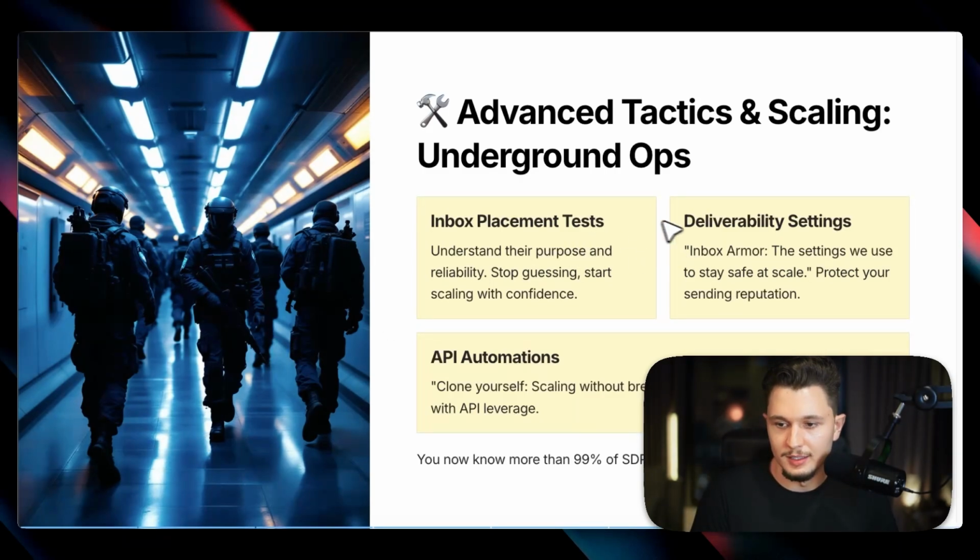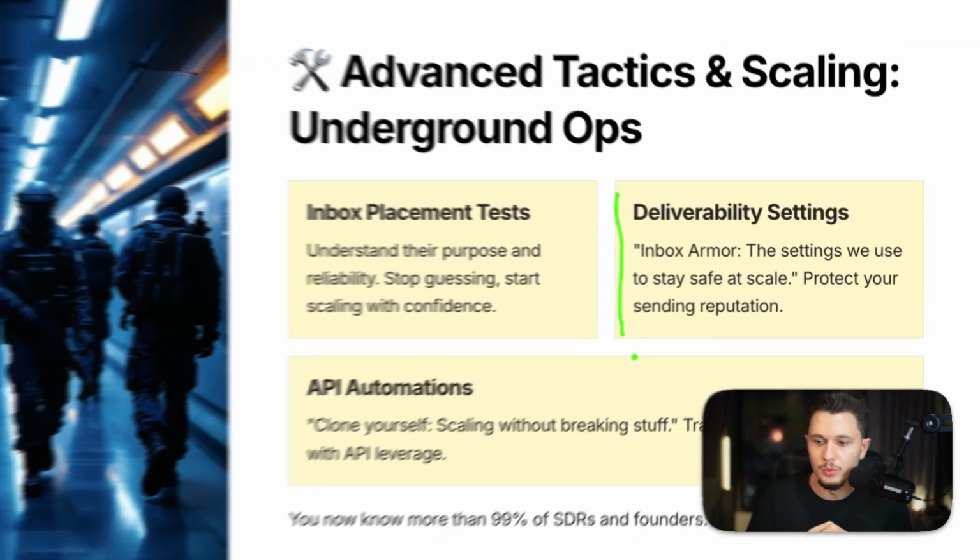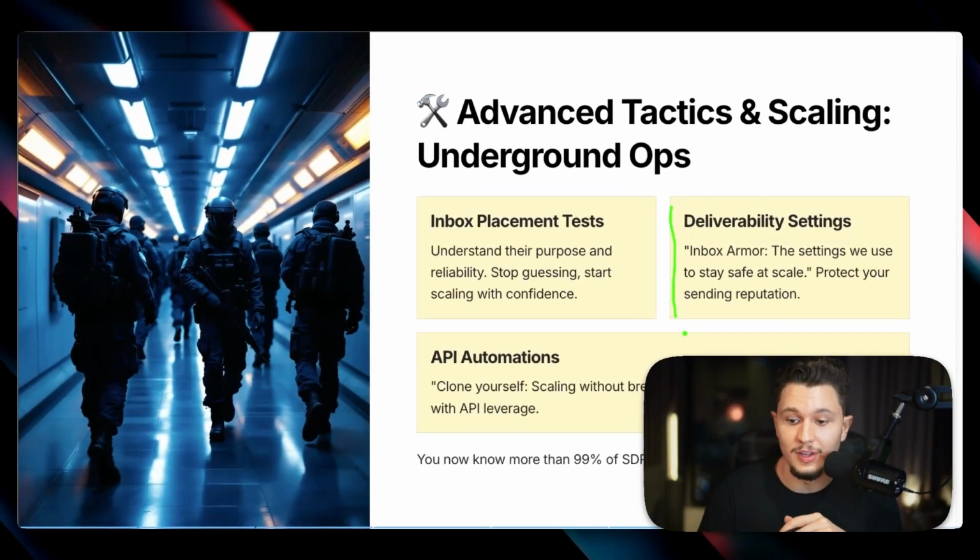Now, next, deliverability settings, your inbox armor, right? So how do you put settings so you stay safe at scale? The best way is to keep on checking your metrics. If you're bouncing high, if you're getting blocked a lot, if your negative reply rate is really high. And that is your best measure of deliverability. And how can you do that? Through the API.